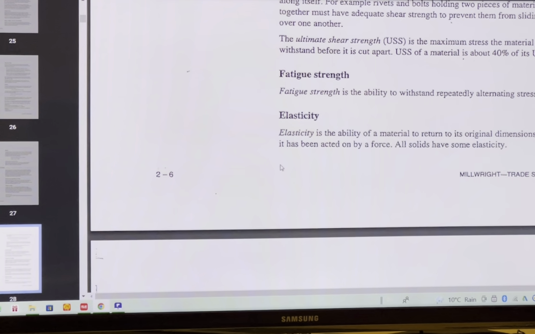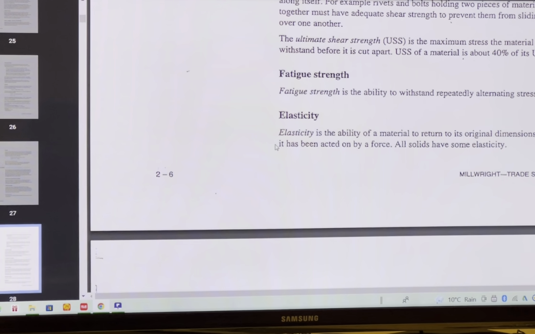Elasticity is the ability of a material to return to its original dimensions after it has been acted on by a force. Okay? All solids have some elasticity. Remember, elasticity.